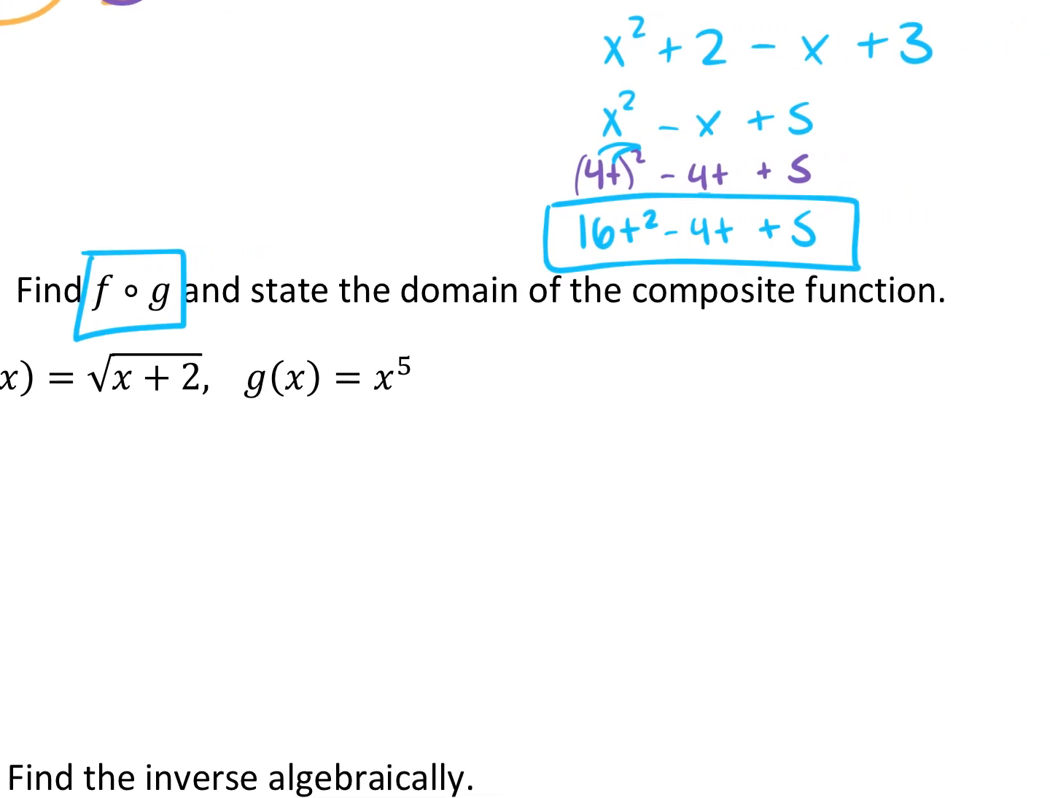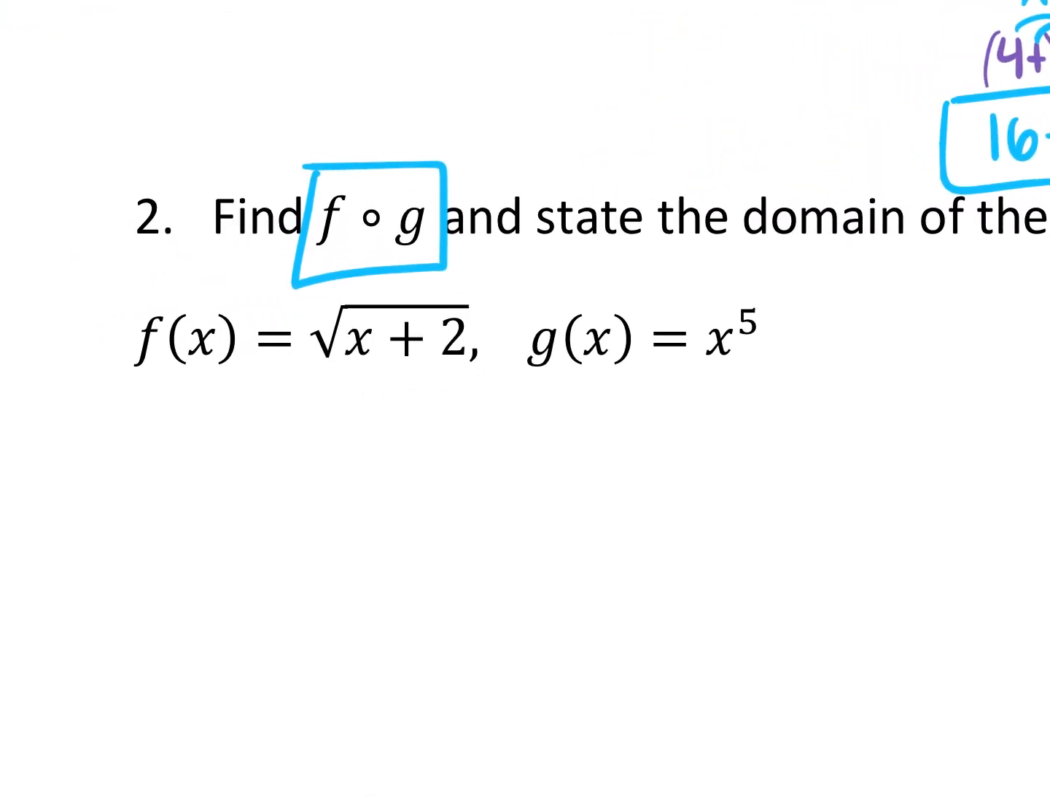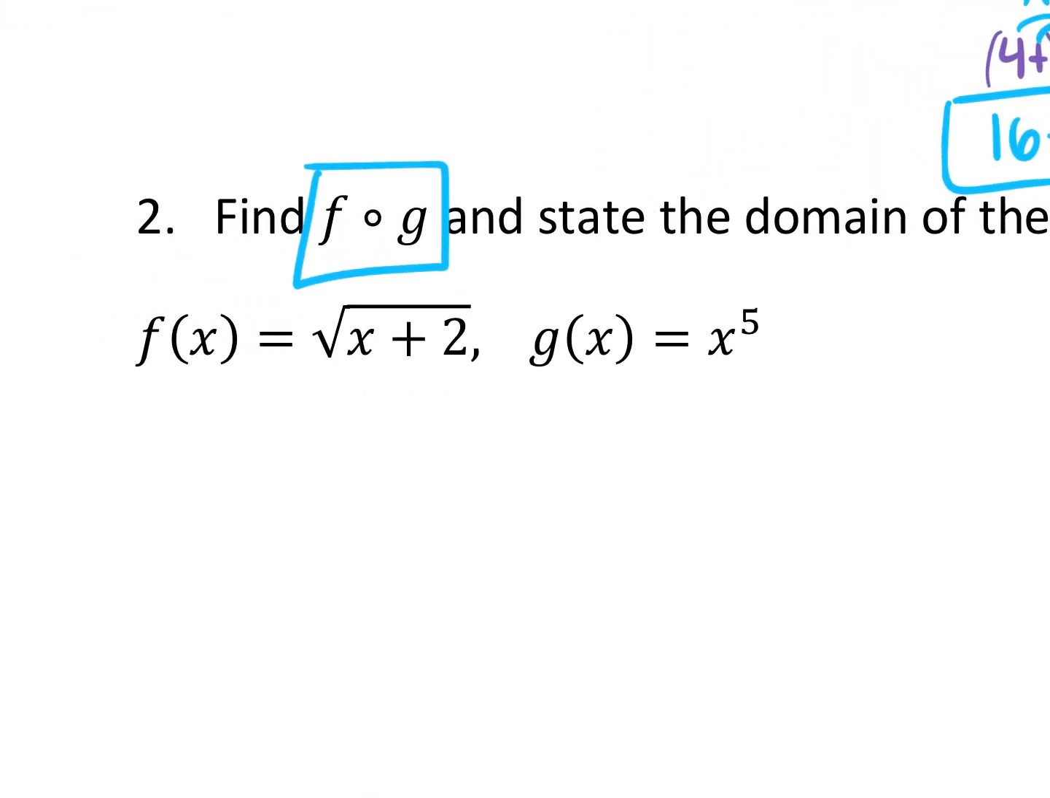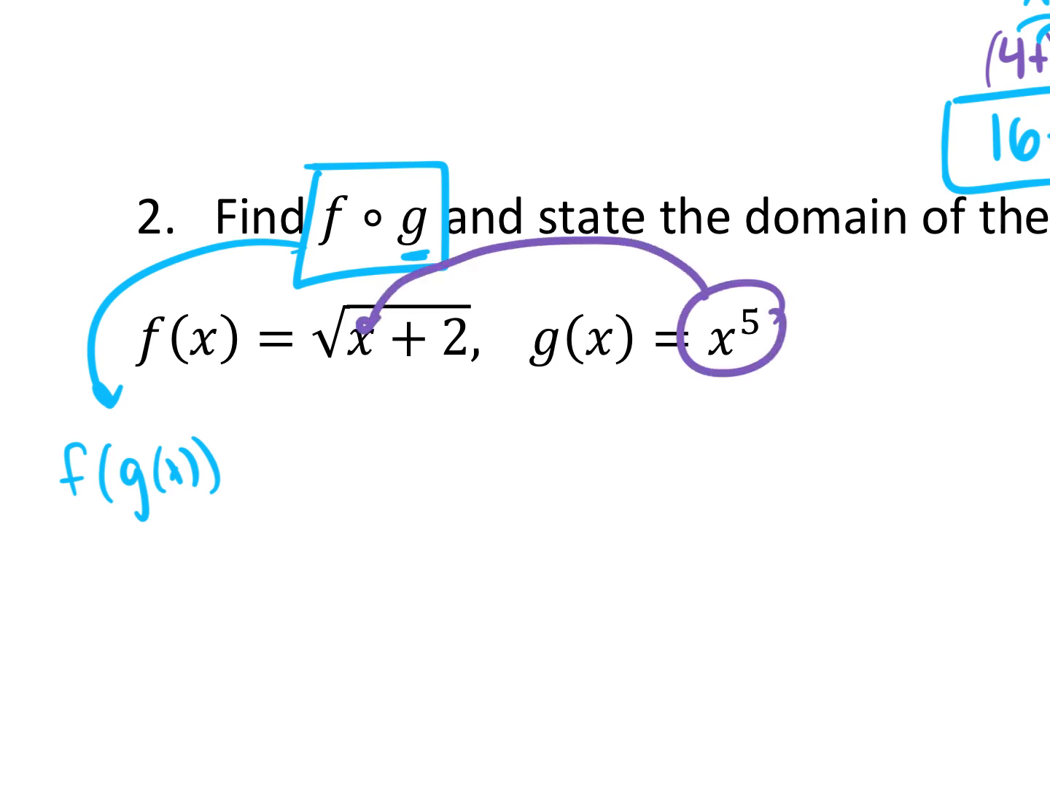All right, for number 2, we have to find the composition function, so f of g, and state the domain of the composite function. When it's written like this, it could also be written like f of g of x, so these mean the same thing. The second one is what goes on the inside. So I take the g of x and plug it inside the x in the f of x. So this would be the square root of x to the 5th power plus 2.